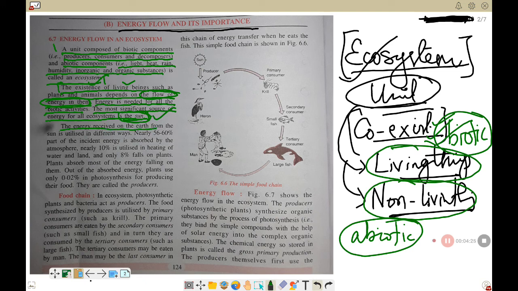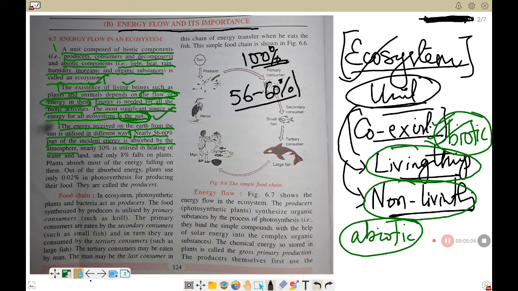Now the energy received on the earth from the sun is utilized in different ways. You know that when it's a very sunny day and the sky is clear, the energy the earth gets is coming from the sun. So nearly 56 to 60% of the incident energy is absorbed by the atmosphere. Out of 100% of the energy coming from the sun, 56 to 60% is absorbed by the atmosphere. What is the remaining? The remaining is approximately 40%.